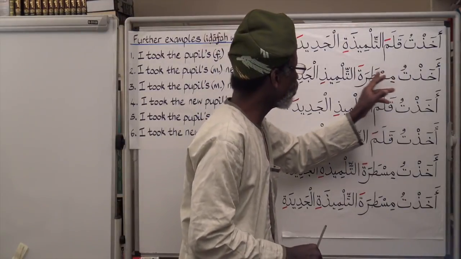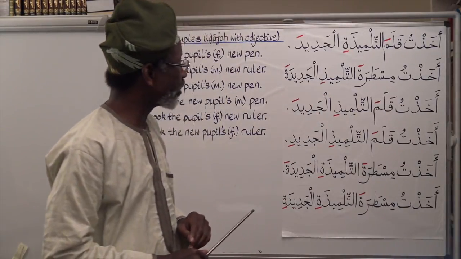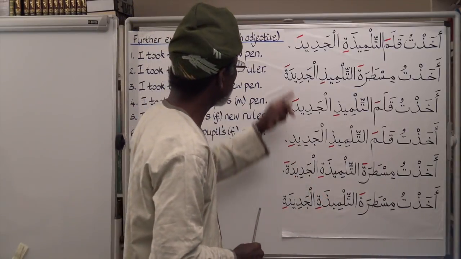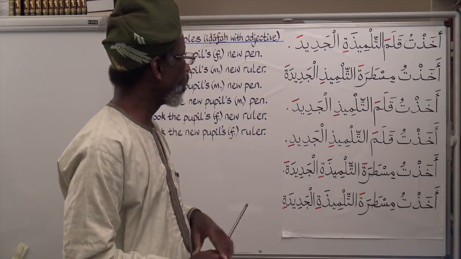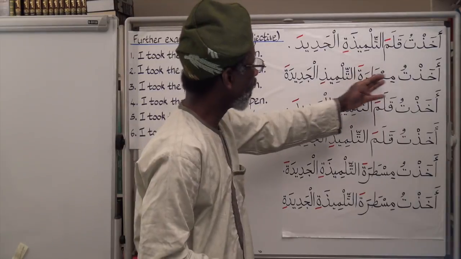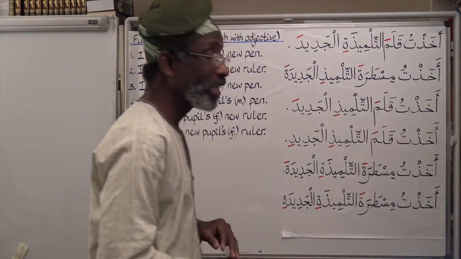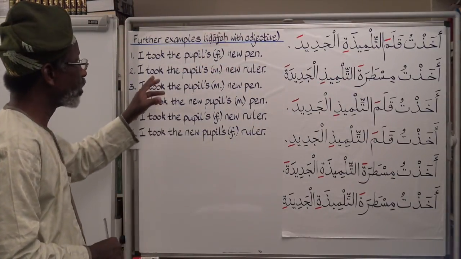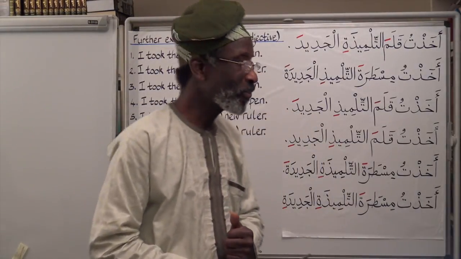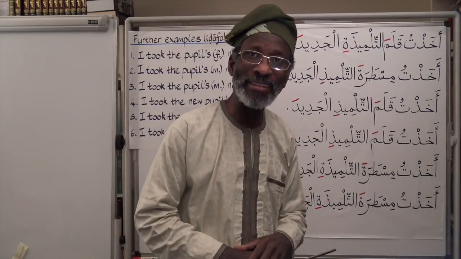Next one. أخذت مسطرة التلميذ الجديدة. Now, الجديدة, the adjective, is defined and is feminine and it is carrying accusative sign. So what is the owner of this adjective here? It's مسطرة. أخذت مسطرة, and that is ruler. أخذت مسطرة التلميذ الجديدة. I took the pupil's new ruler. Ruler here is the new. We know that because it's an adjective, it's feminine, and it's carrying the same case ending.